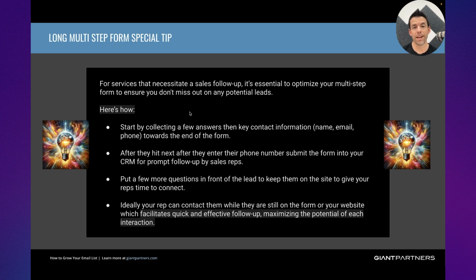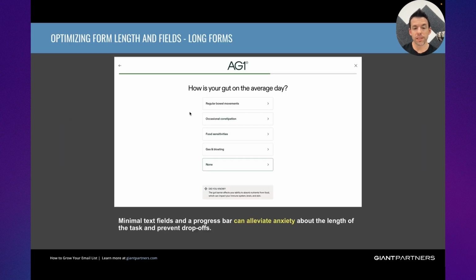The brand name's fresh in their head. You know they're asking for help right now. So you're able to give them that real-time assistance because that connection is so quick and so fast. It's a huge hack when it comes to speed to lead, and it gives you a little more cushion and time to get a hold of that lead while your brand is still fresh in their mind. The minimal text fields and progress bar can alleviate anxiety about the length and the tasks and prevent drop-offs.